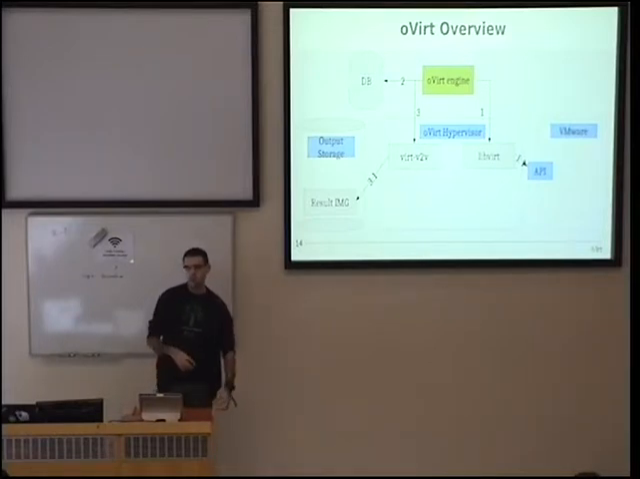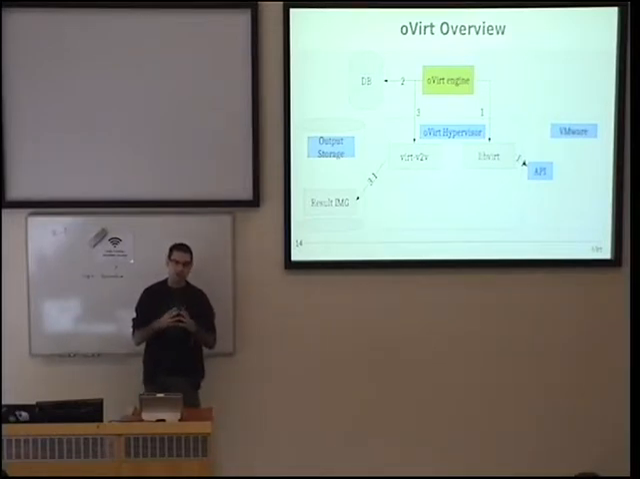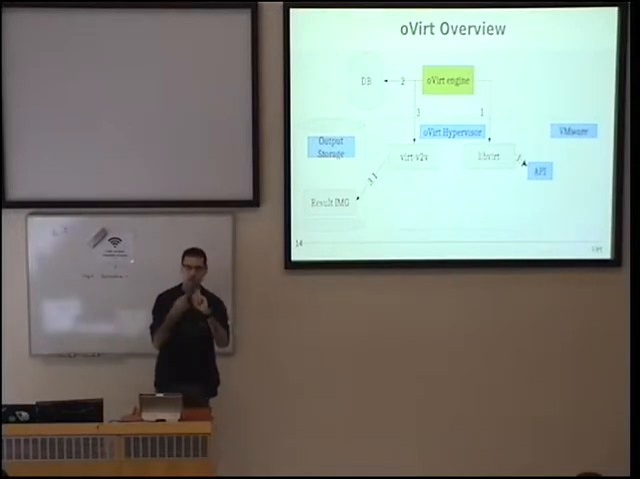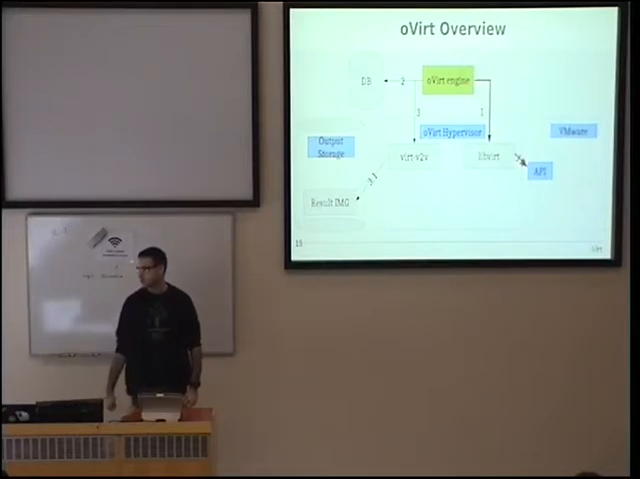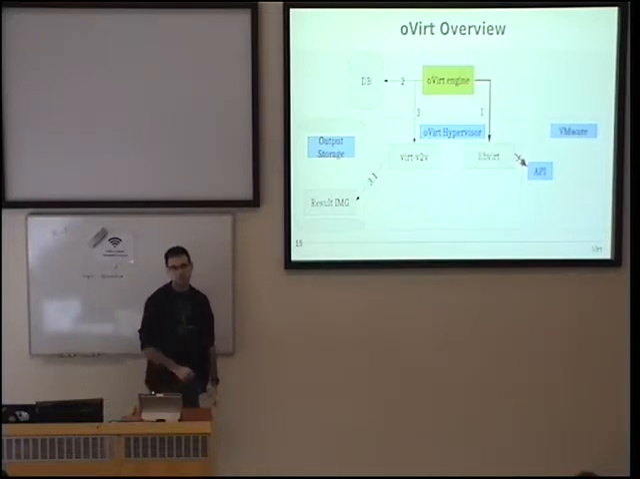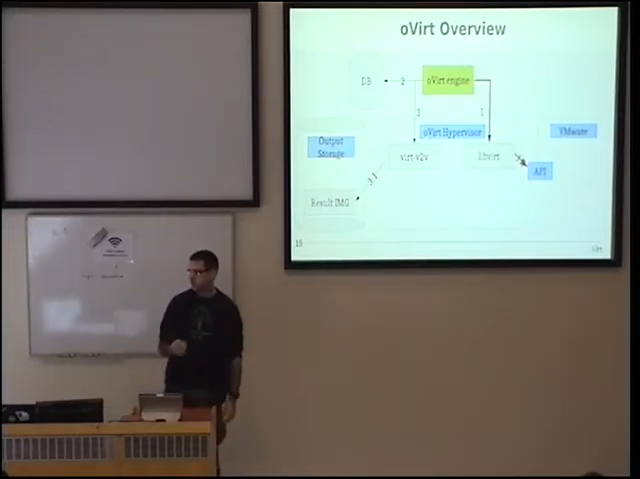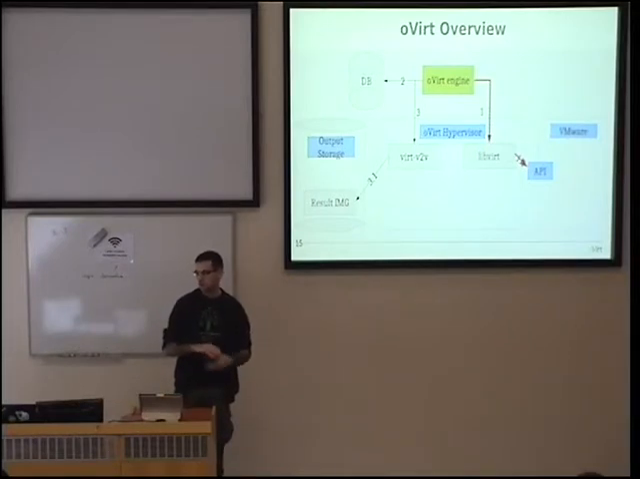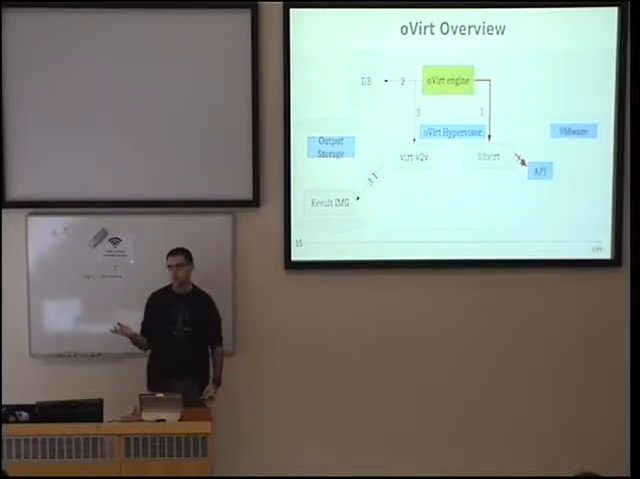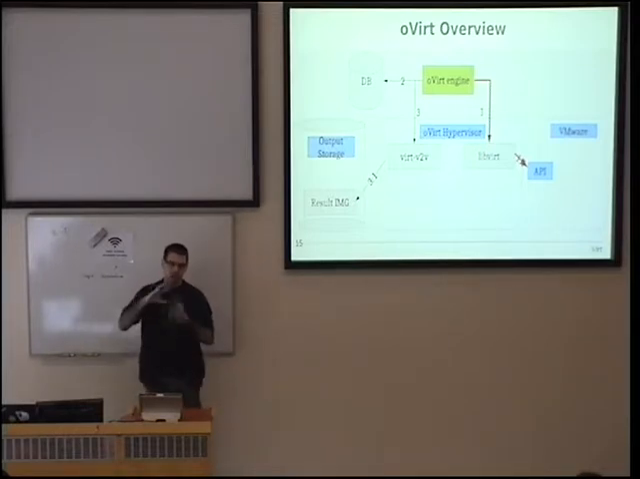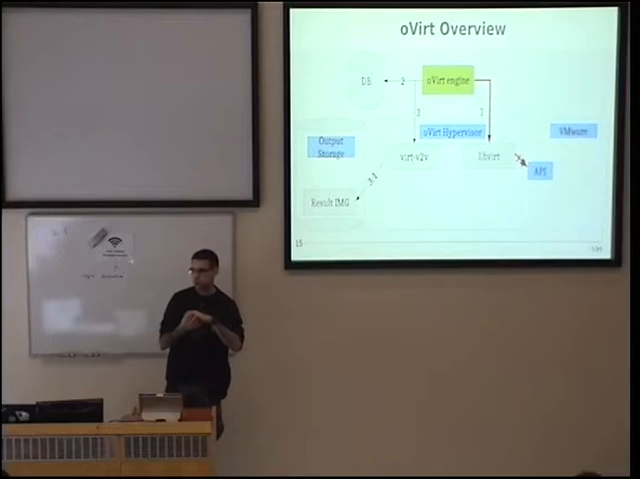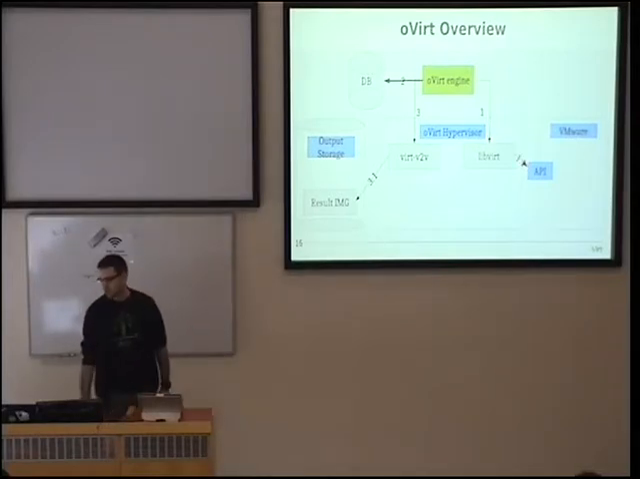So oVirt, in order to have a virtual machine it can manage, needs two things. It needs the metadata, and it needs the disks of it. So first things first, it takes the metadata. It picks a random hypervisor, and the same way as virt v2v does, oVirt talks to the VMware API using libvirt to get the metadata of the virtual machine, converts it into its own native format, and puts it into the database. Now it has the metadata.